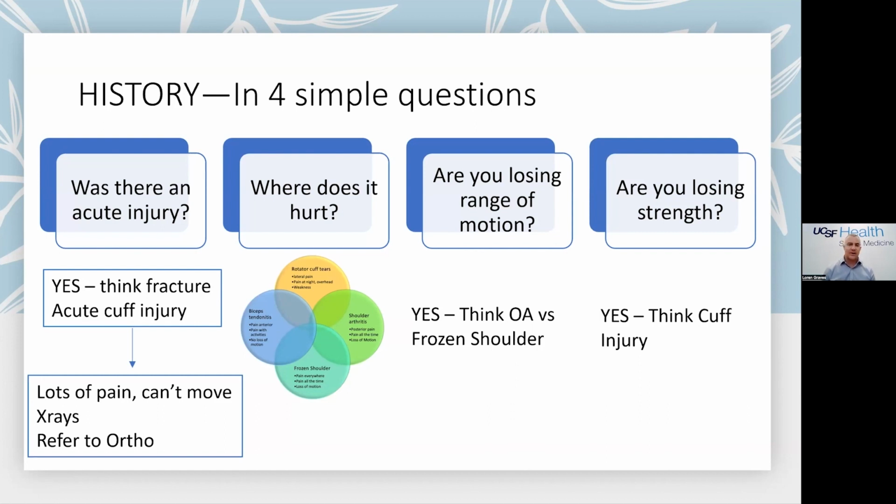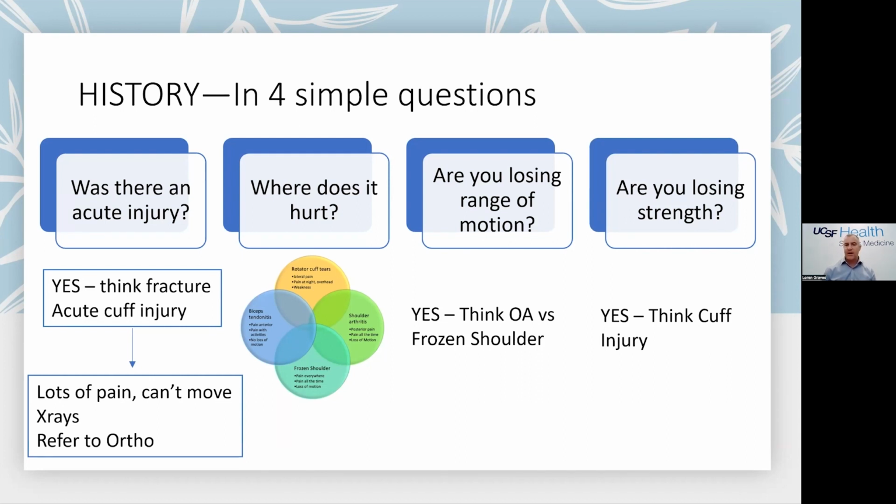And this is asked on our patient intake sheets. If there was an injury, you want to think, could this be a fracture, or could this be an acute rotator cuff injury? That's really going to differentiate how we evaluate those patients. There's a lot of pain, they're having difficulty moving, they really should get x-rays and then be referred relatively quickly to orthopedic surgery for a more thorough evaluation.